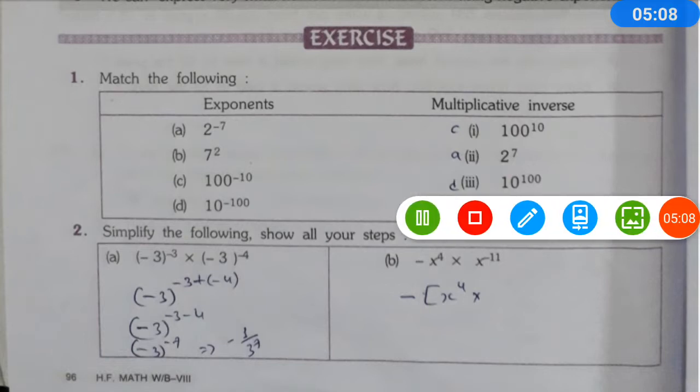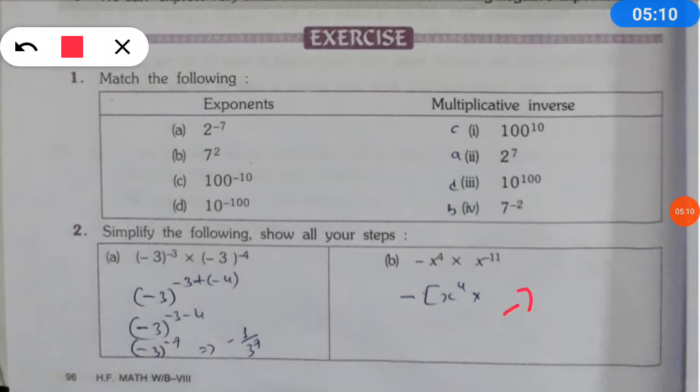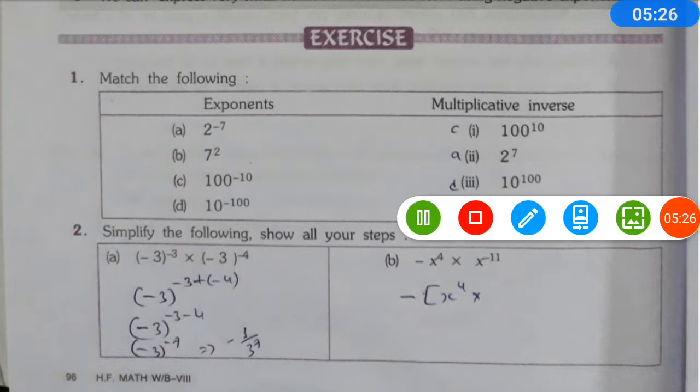Next, in the B part of the question, we are having minus x to the power 4 into x to the power minus 11. As the base is the same, you can see over here, isn't it? Now you will ask me, teacher, its base is one is minus, another one is plus, isn't it? So I will solve and show you this one.